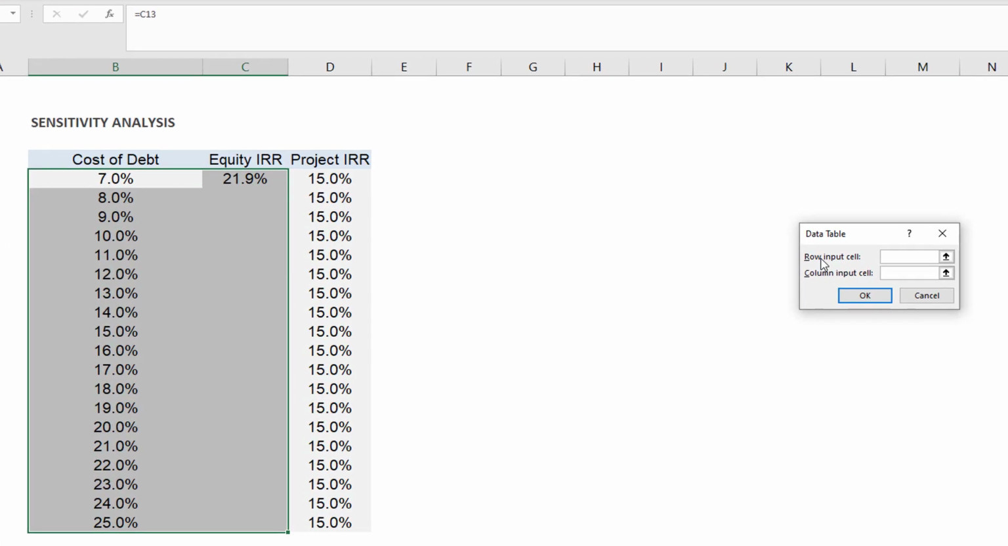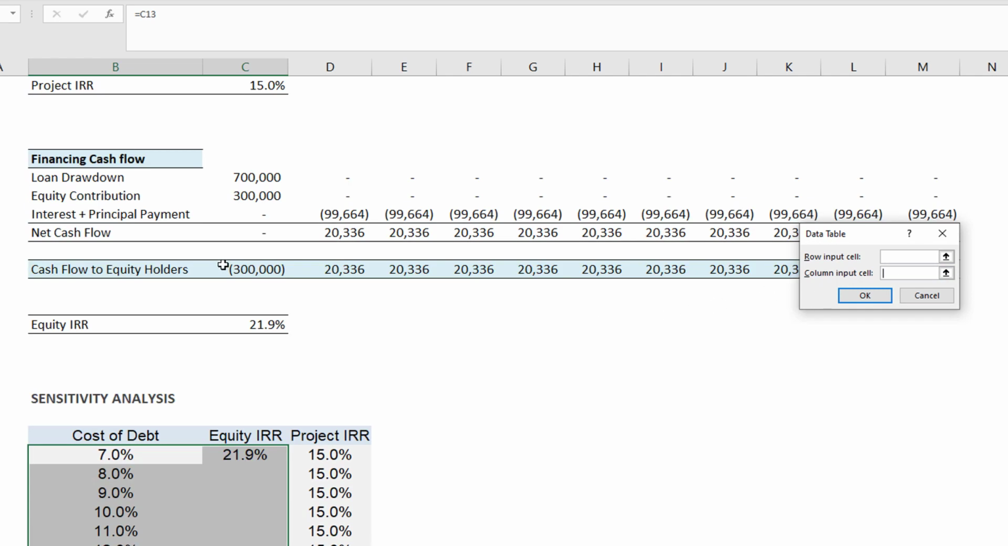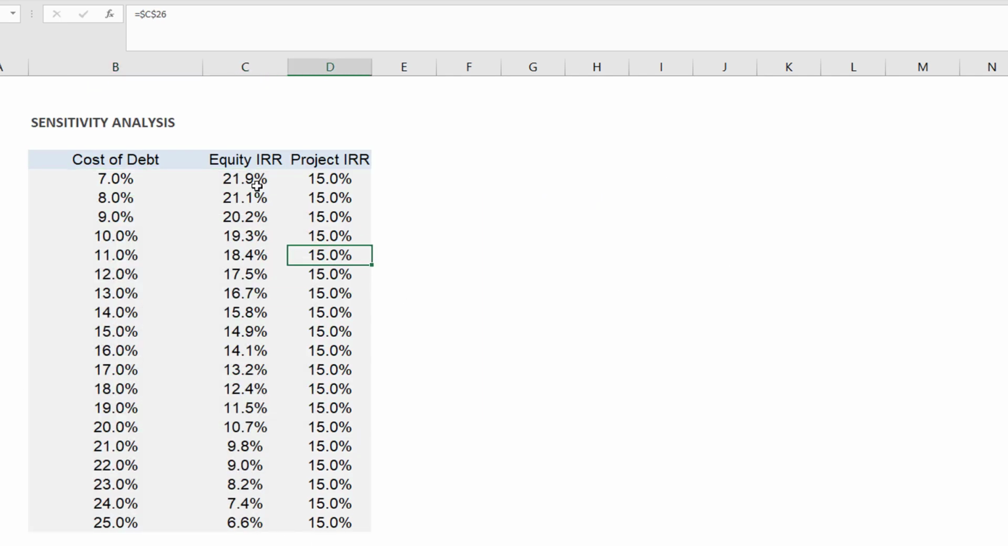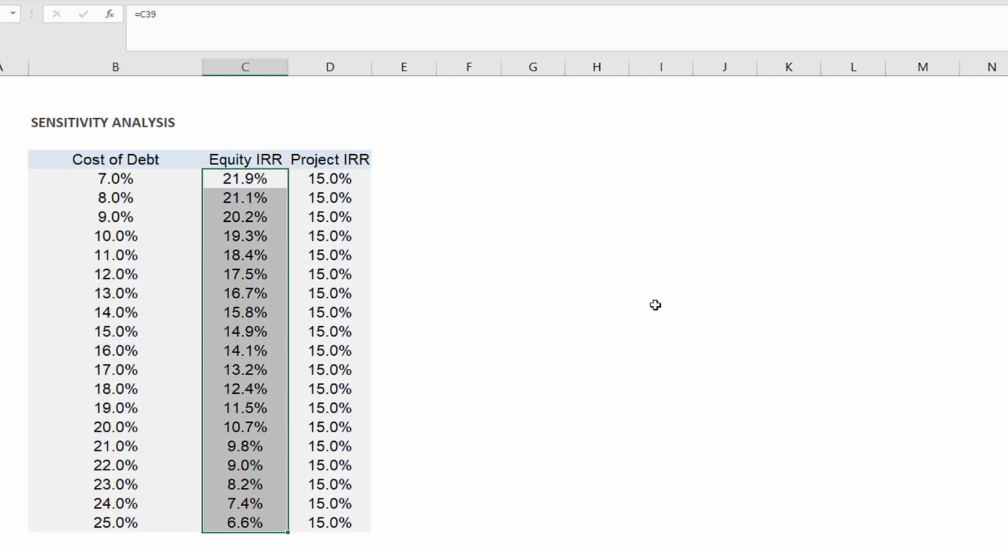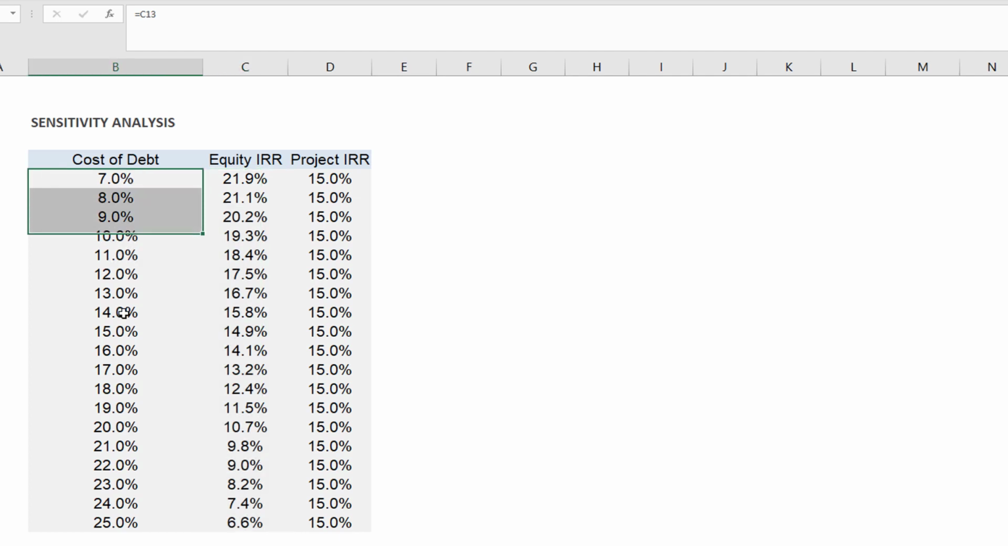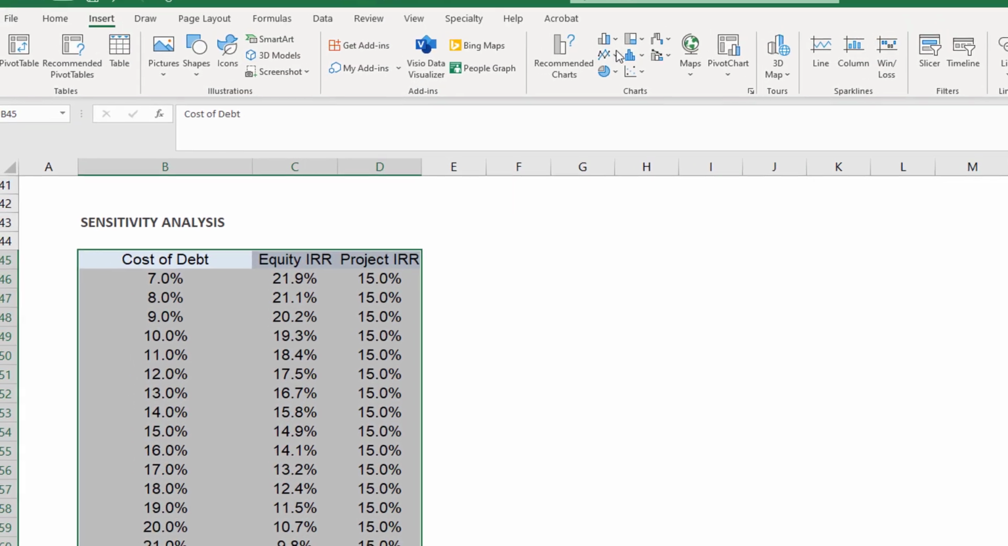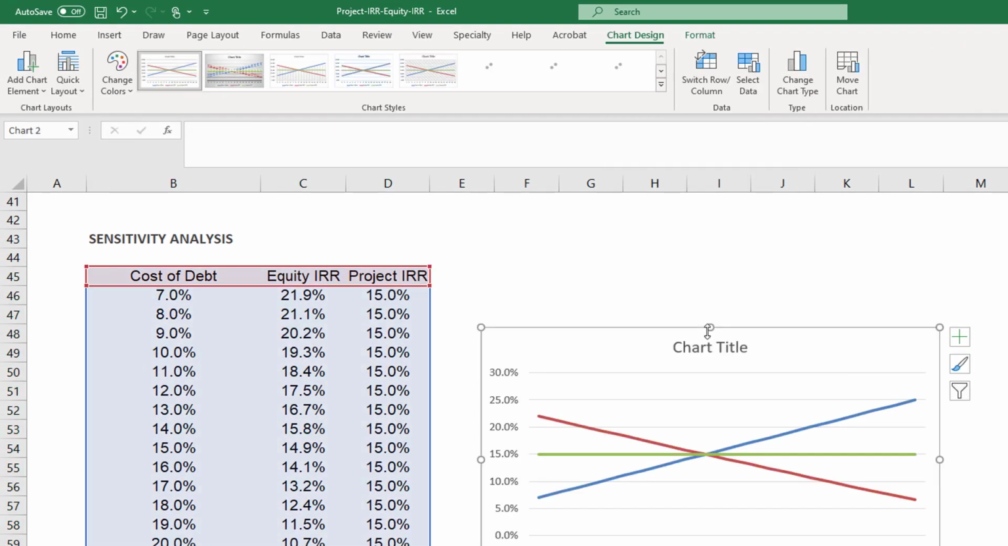Here it is asking for the row input cell or the column input cell. Because my variables are in a column, I'm going to the column input cell, and the input here is this value. So I'm just going to press OK, and it will automatically calculate the equity IRR for all the given situations of cost of debt. Now I'm going to plot this data just to see the relationship between these three variables. So I just go and insert a line graph. That is much easier to see the relationship.